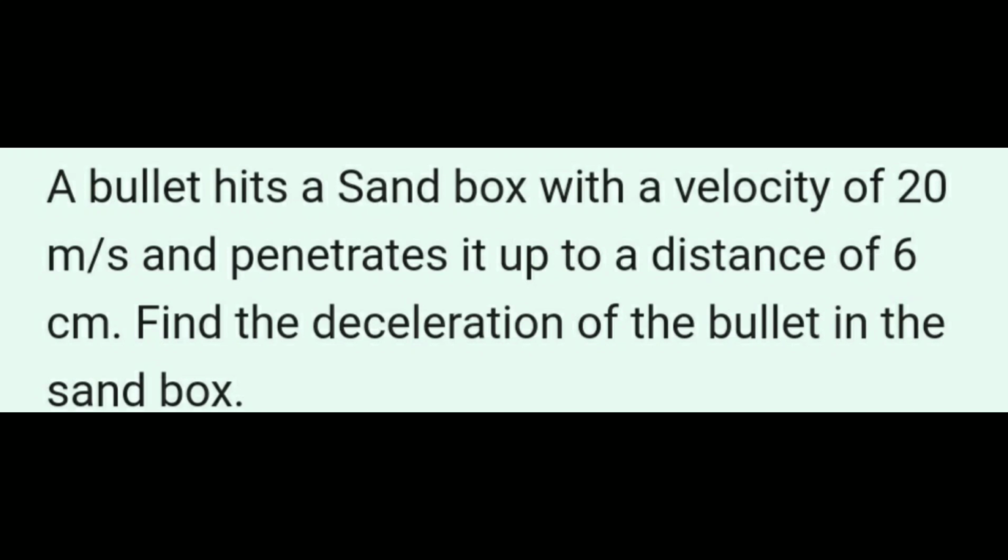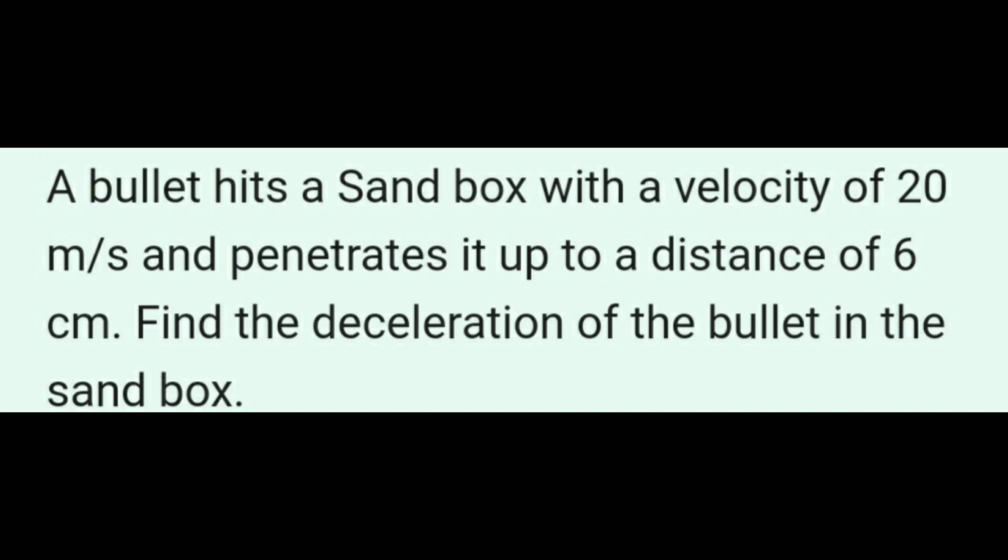So next question is that a bullet hits a sandbox with a velocity of 20 meter per second and it penetrates up to a distance of 6 centimeters. You have to find the deceleration of the bullet in the sandbox. So reading the question carefully, the bullet hits the sandbox with a velocity of 20 meter per second. So this means this is the initial velocity. It penetrates up to a distance of 6 centimeter. So s is given 6. You have to find out a, that is the deceleration of the bullet in the sandbox.